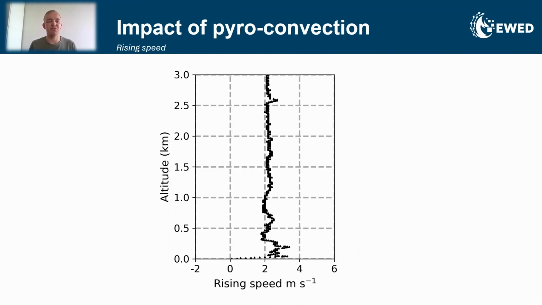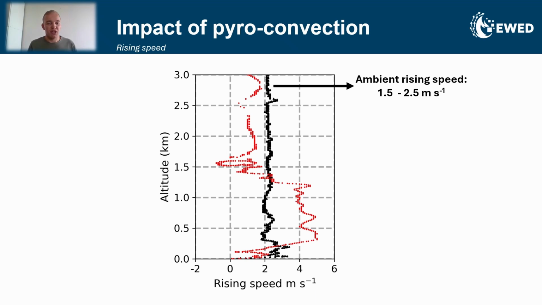The main impact of pyro-convection on the sounding is the increase in rising speed of the sounding, because the core of the convective plume rises much faster than the normal environment, right? So when we release a sounding into the environment, it will typically rise with a 1.5 to 2.5 meter per second rising speed. However, when we release the same sounding into a convective plume, we will see that inside the convective plume, the rising speed will be higher than 2 meters per second, as indicated here with the red dots.